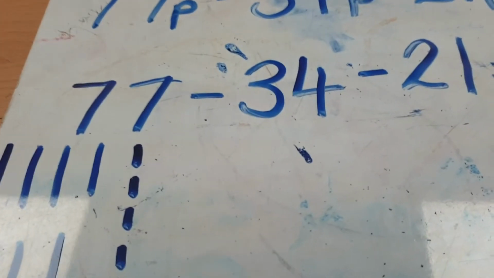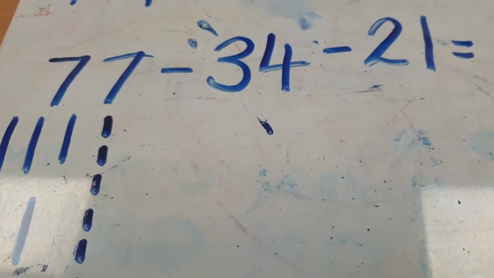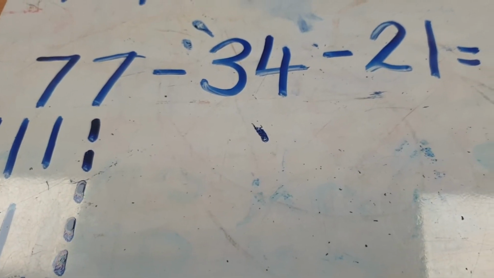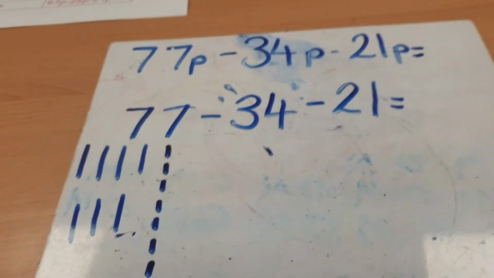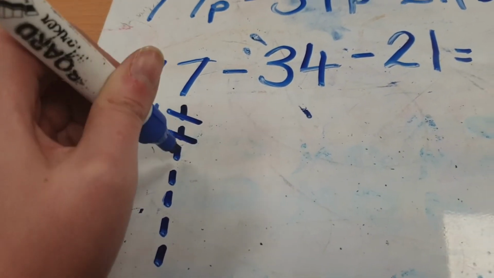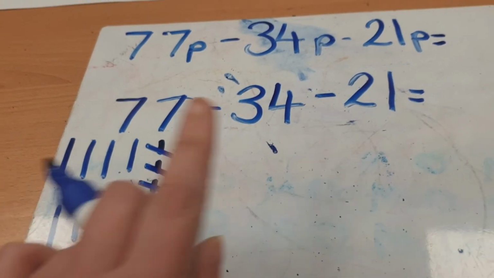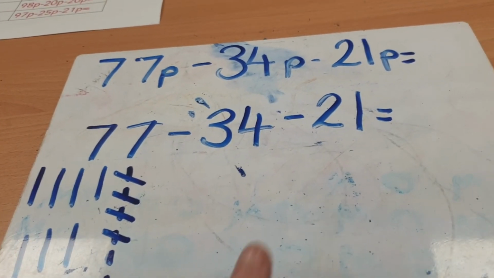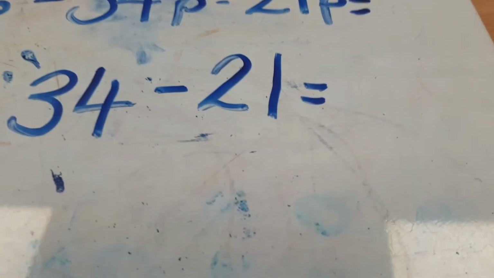Now, this is where we need to look at our 2 numbers. I'm going to start by looking at the 1s of 34. How many 1s are there in 34? Well done. There are 4 1s. So I'm going to start by taking away 4 1s. 1, 2, 3, 4. Now, I can't add them up yet because I've only taken away the 4 1s from 34. I haven't looked at 21 yet, so now I'm going to look at it.